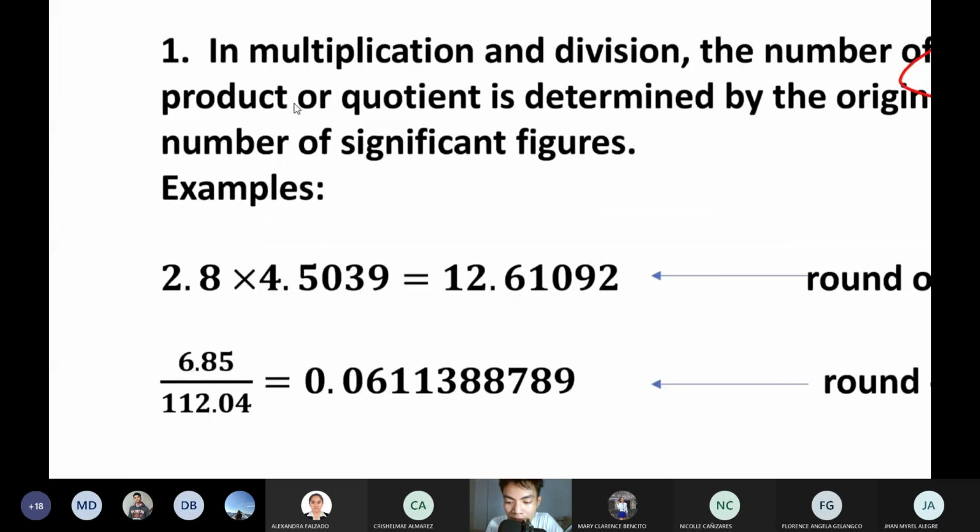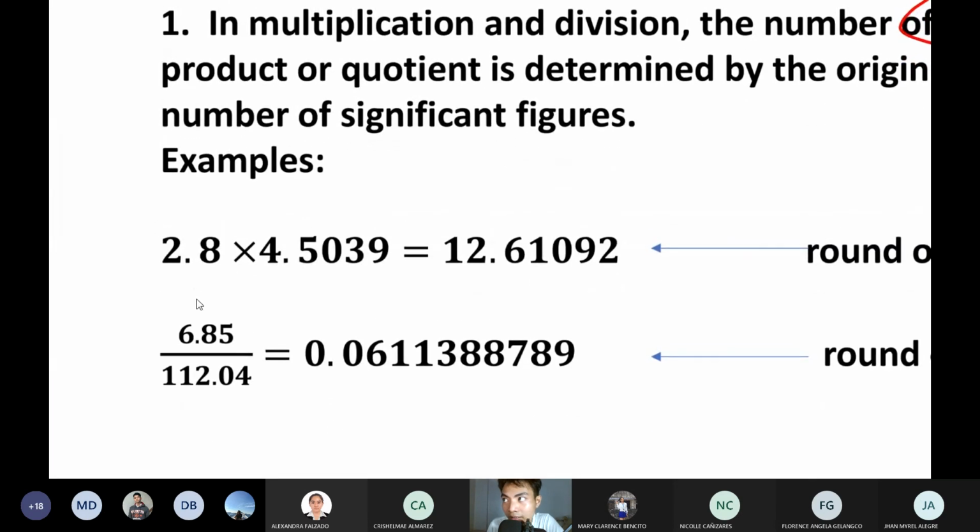I have my multiplicand. Hindi ko alam kung tama yung pagkakaalala ko. Grade 4 pa ako huli kung narinig yung term na yan. So ito yung mga multiplicands ko. No? So that's 2.8 and 4 point something. Bilangin mo, ilang significant figure meron dyan? Ilan ba? Ito, 2 significant figures yan.